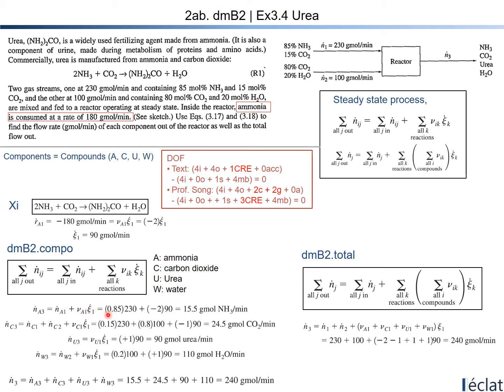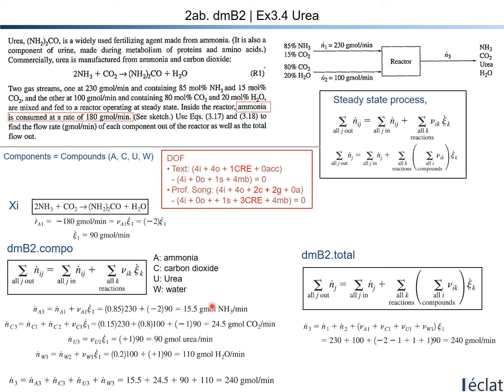And then for the input term, let's go to stream 1. The total amount is 230 gram mole per minute, and 85% of this amount is NH3. So 0.85 times 230 plus the generation term. 90 comes from the xi, extent of reaction, and minus 2 comes from the stoichiometric coefficient of ammonia. Then you could calculate the output flow rate of the ammonia.